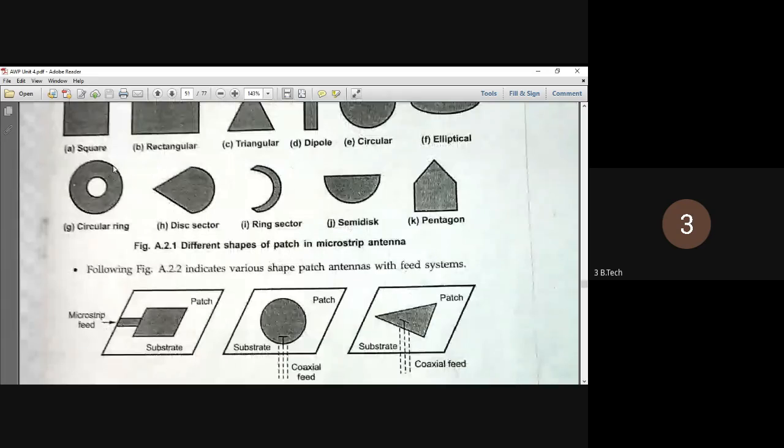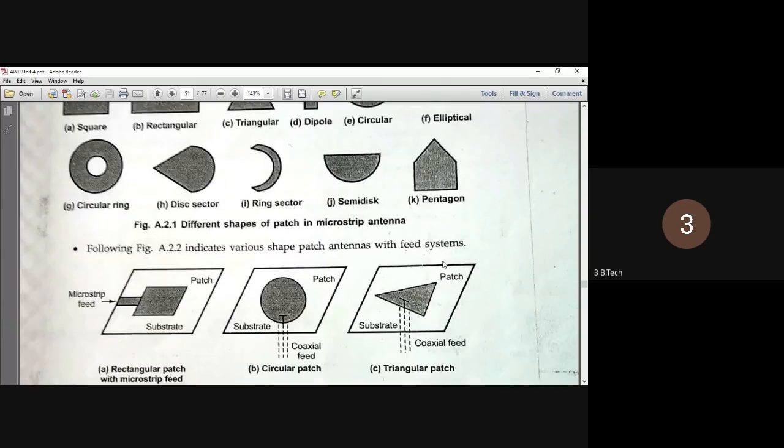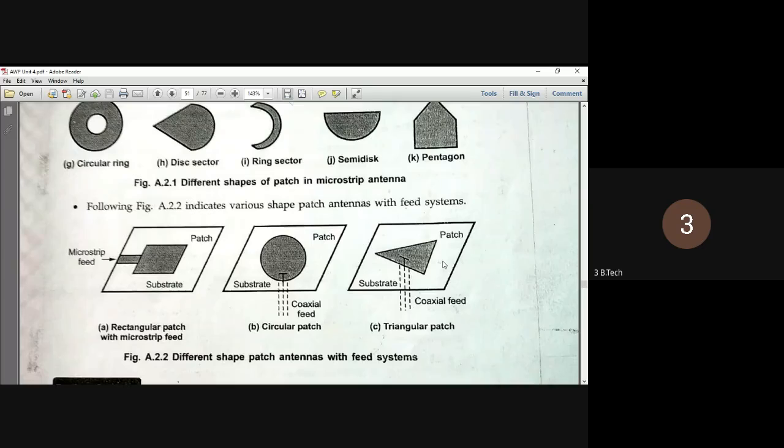ఇది స్క్వేర్. ఇక్కడ చూడండి షేప్స్ ఏమేమి ఉంటాయంటే రెక్టాంగిల్ మైక్రోస్ట్రిప్ ప్యాచ్ యాంటెన్నాస్ లో స్క్వేర్ షేప్, రెక్టాంగిల్ అంటే ఇలా ఉంటుంది, ట్రయాంగిల్, డైపోల్, సర్క్యులర్, ఎలిప్టికల్, సర్క్యులర్ రింగ్, డిస్క్ సెక్టార్, రింగ్ సెక్టార్, సెమీ డిస్క్, పెంటాగాన్. ఇవి డిఫరెంట్ షేప్స్ ఆఫ్ మైక్రోస్ట్రిప్ ప్యాచ్ యాంటెన్నా ఇన్ యాంటెన్నా అరేస్. So what you are seeing is rectangular patch antenna with microstrip feed. The other one here you can see the circular patch.